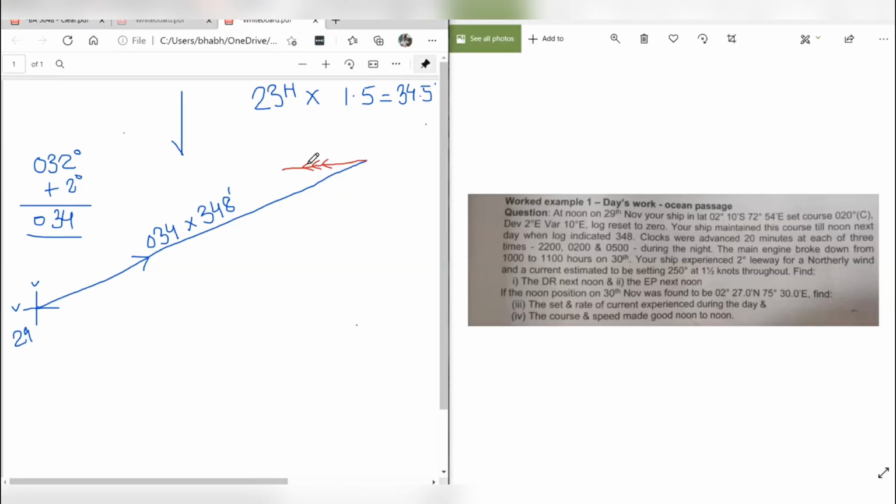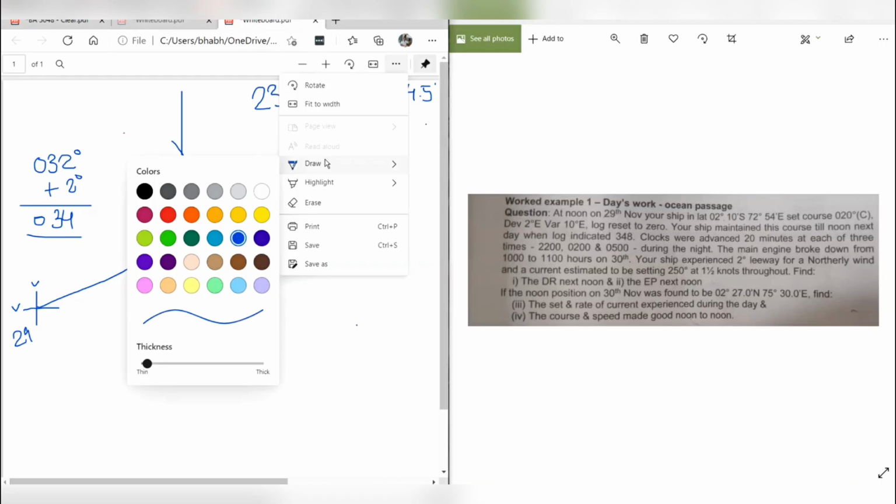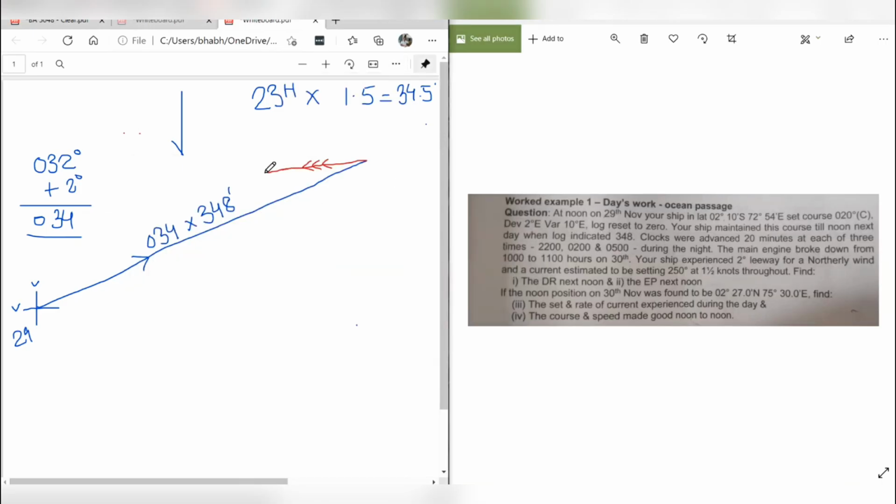Okay. So that means the length of the current vector has to be 34.5 miles. So let me write it down here. The current vector which we have is 250 into 34.5. Okay. So the DR position, I will tell you later whether leeway is to be applied or not. But the EP position is easy to calculate now.